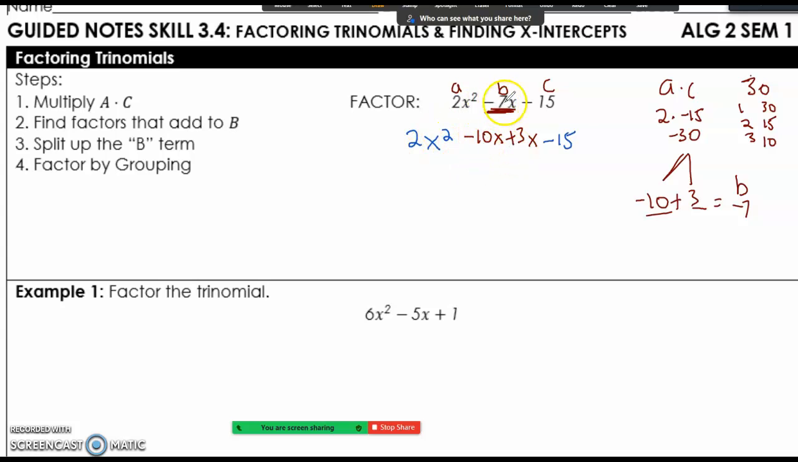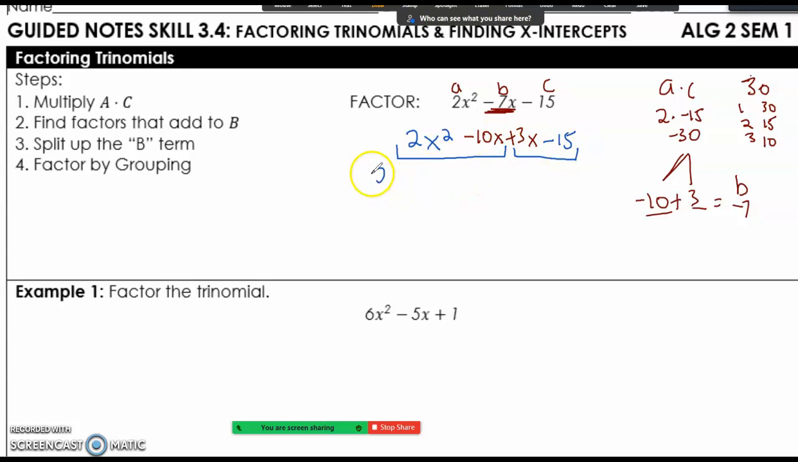All the work I did in the maroon there was just to break up the negative 7x. So I'm saying that my negative 7x is the same as negative 10x plus 3x. We should all agree with that. Now that I have it as 4 terms, I can do my difference of squares. Or, sorry, not difference of squares, factor by grouping. I needed to do my ac tree in order to find the perfect way to rewrite that negative 7x.